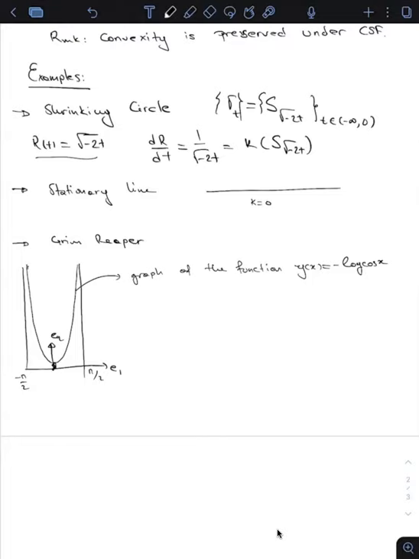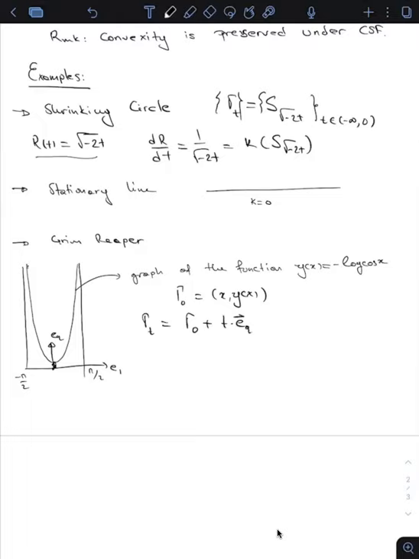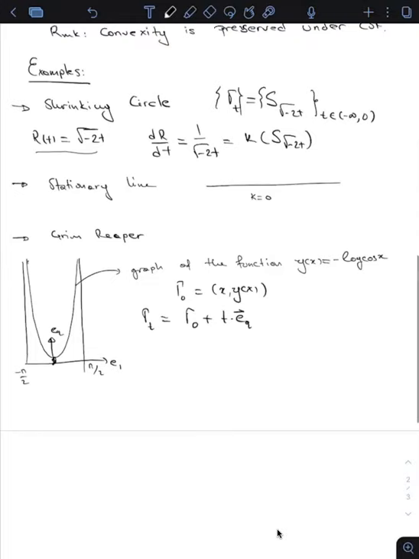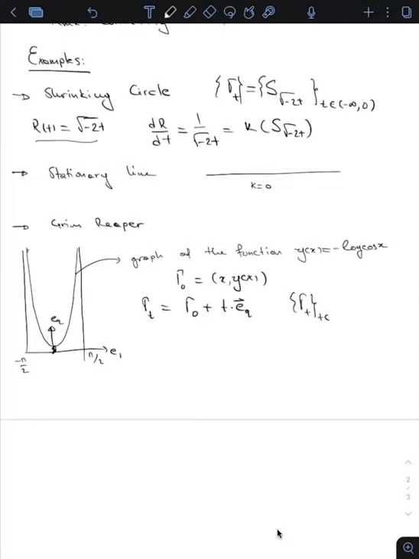So I'm going to consider this curve gamma zero to be (x, y(x)), the graph of this function. And I'm going to take the curves gamma t to be equal to gamma zero plus t times e2. So I take this curve and I translate it with speed one upwards. Okay, t can run from minus infinity to plus infinity, so it can also go downwards. This, in fact, is a solution to curve shortening flow.